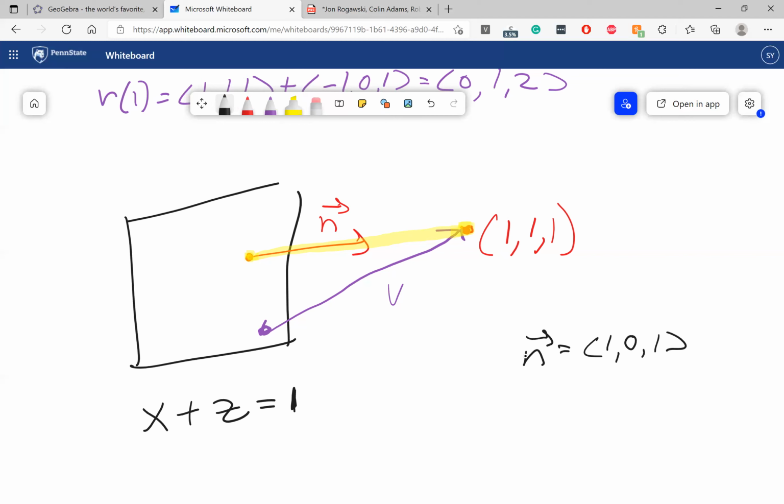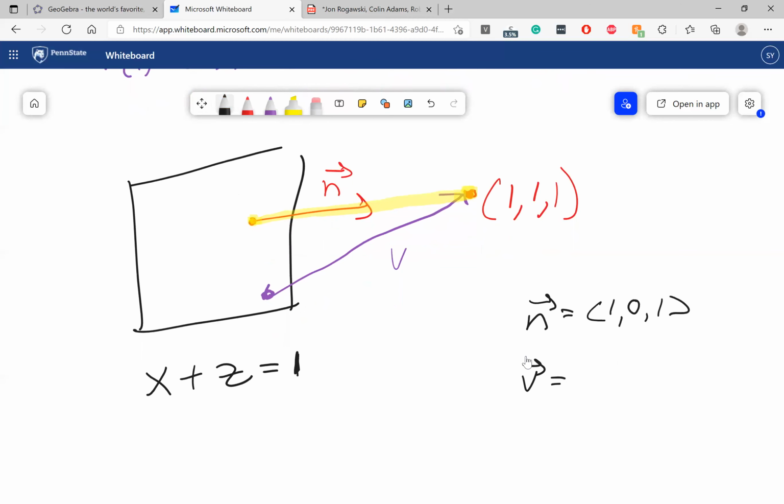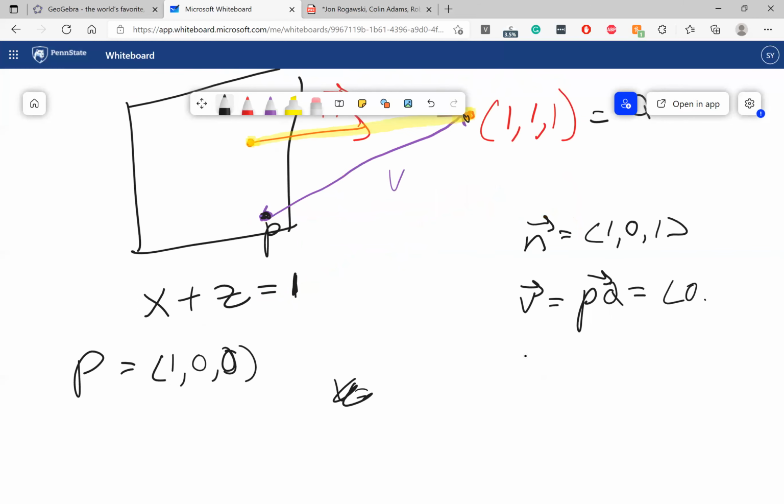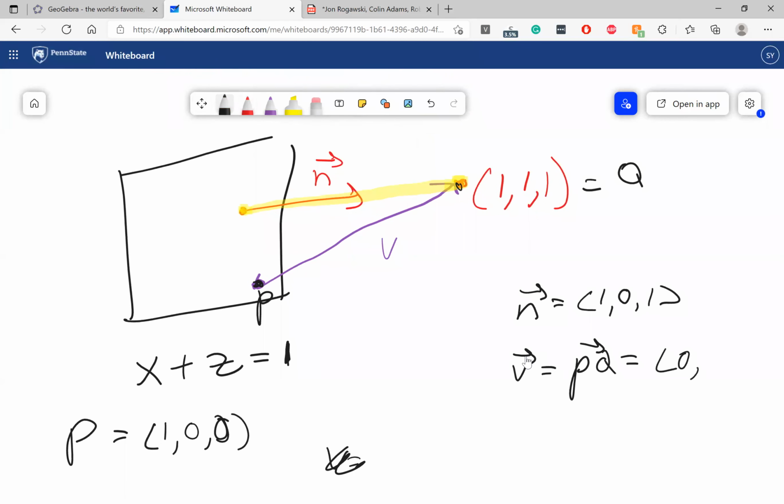Okay, so if this is your normal vector and your vector v, what's our vector v? If I take, let's say, the point 1, 0, 0, I will get a point on this plane, right? So let me call this q, and let me call this p. So v can be the vector pq, a vector that starts from p over here and goes to q. And that's going to be 1 minus 1, which is 0. And then 1 minus 0, which is 1, and 1 minus 0 again, which is 1 again.